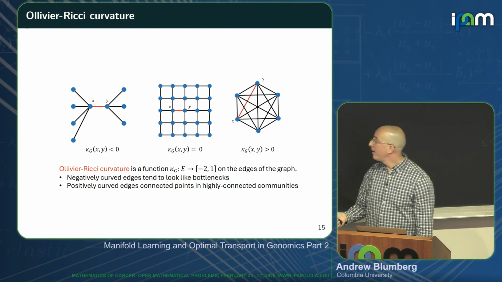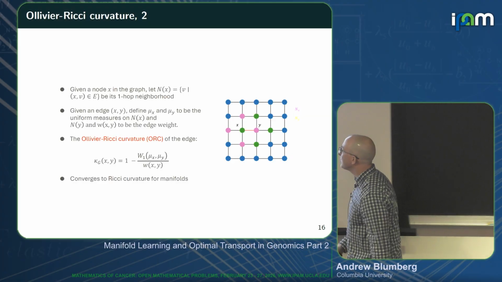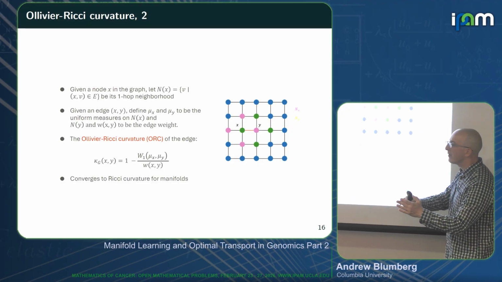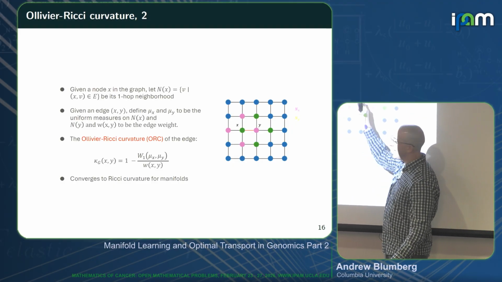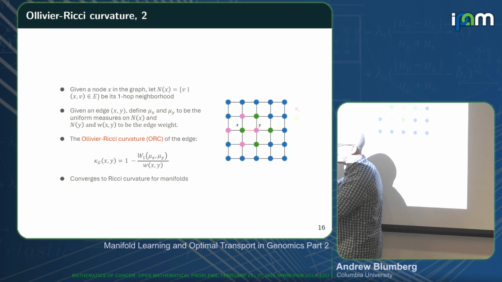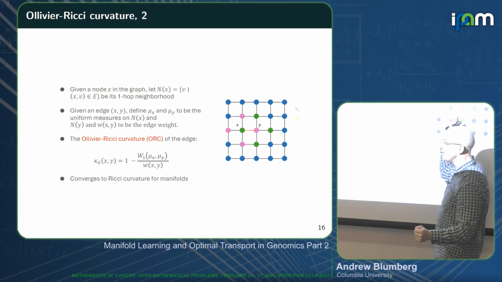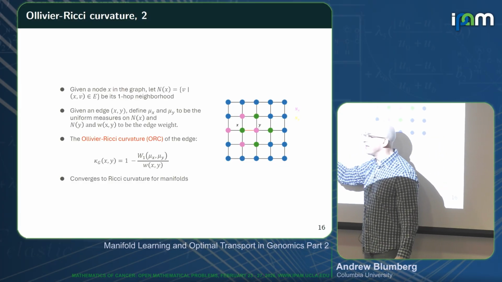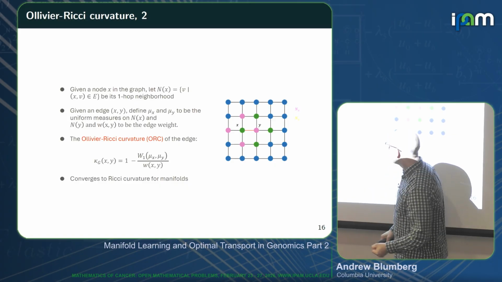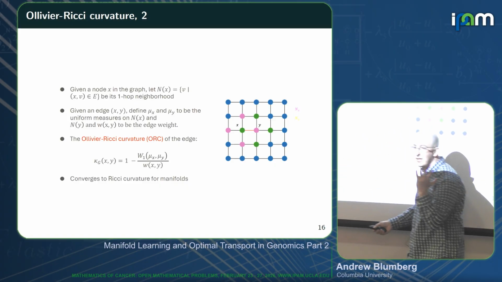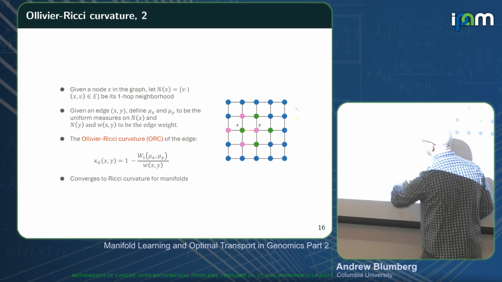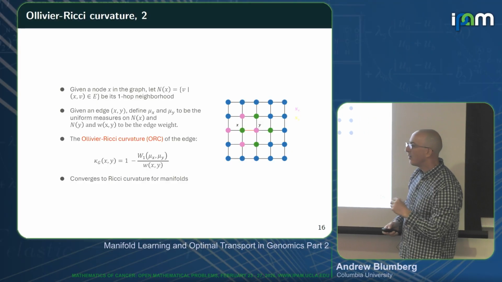And so here is the actual definition. You take the uniform measure on the people who are one edge away from your node. And on either side of an edge, you have these two uniform distributions, and you take something like a scaled Wasserstein distance between them, or 1 minus it weighted by the weight. So why is this the right formula? I'm not really going to explain. But if you do this, what you end up with is something that converges to Ricci curvature if you're sampling from a manifold.